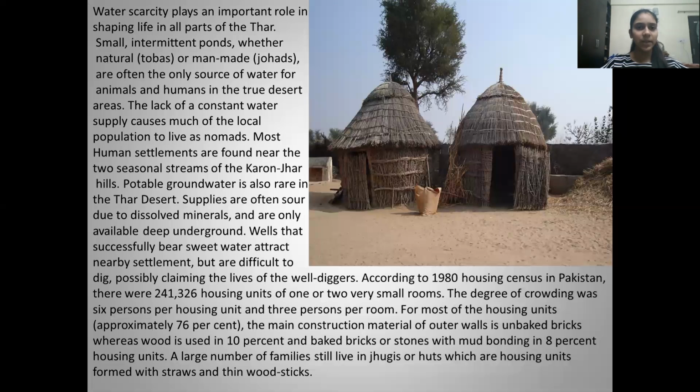Water scarcity plays an important role in shaping life in all the parts of the Thar. Small intermittent ponds, whether natural or man-made, are often the only source of water for animals and humans in the true desert areas. The lack of constant water supplies causes much of the local population to live as nomads. Most settled humans are found near the two seasonal streams of the Karanjahar Hills.